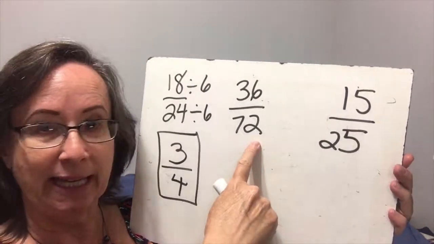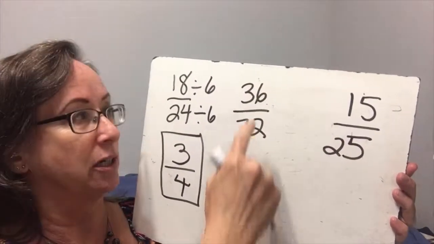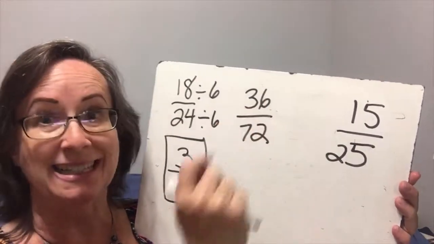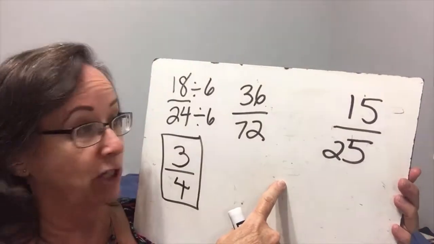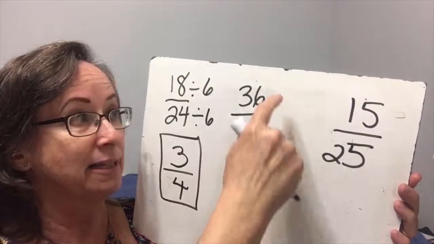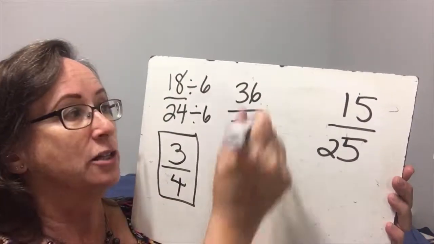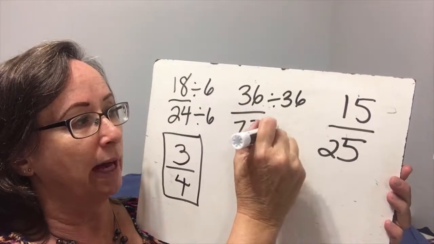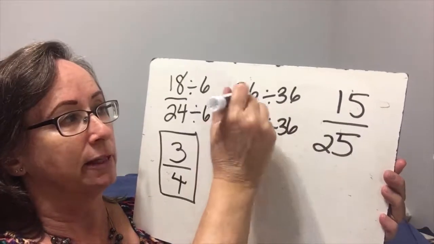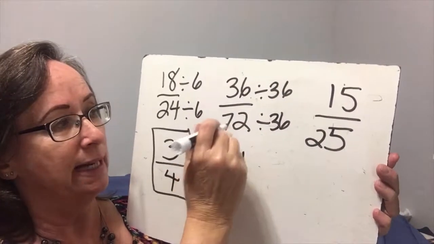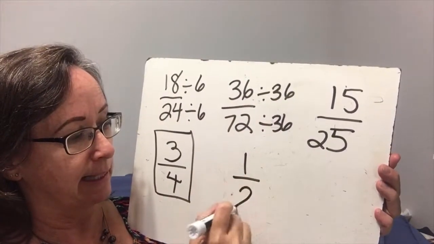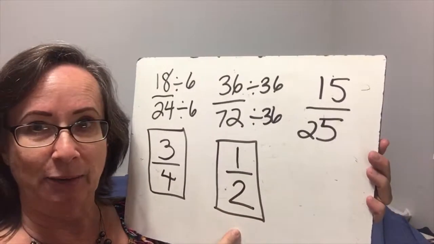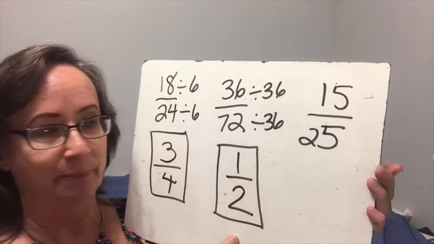Okay, so let's look here. What factor do 36 and 72 have in common? Well, 36 is exactly half of 72, and 72 is double 36. So can't I divide by 36, divide by 36, and 36 divided by 36 is 1, 72 divided by 36 is exactly 2, and we have a fraction in lowest terms of 1/2.